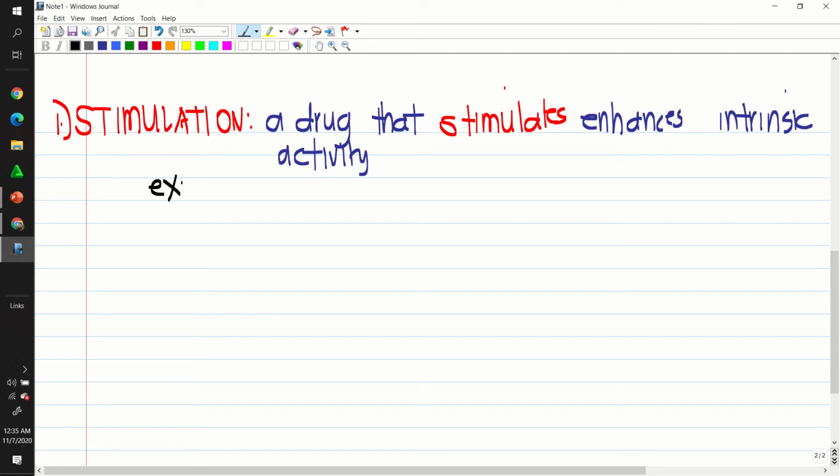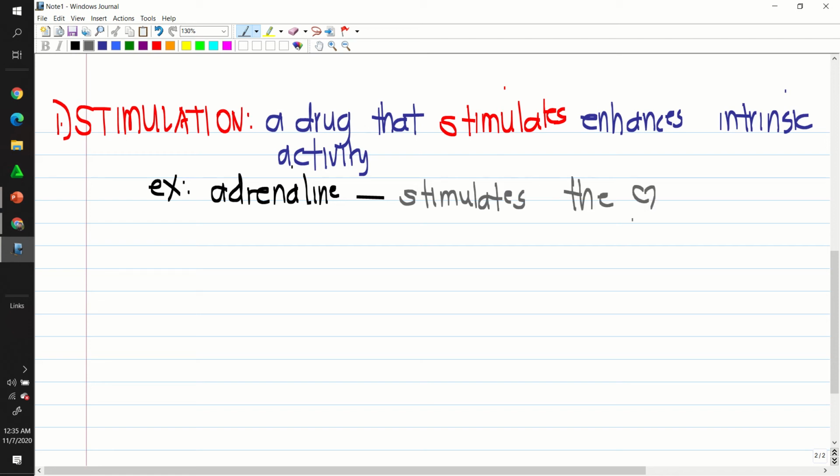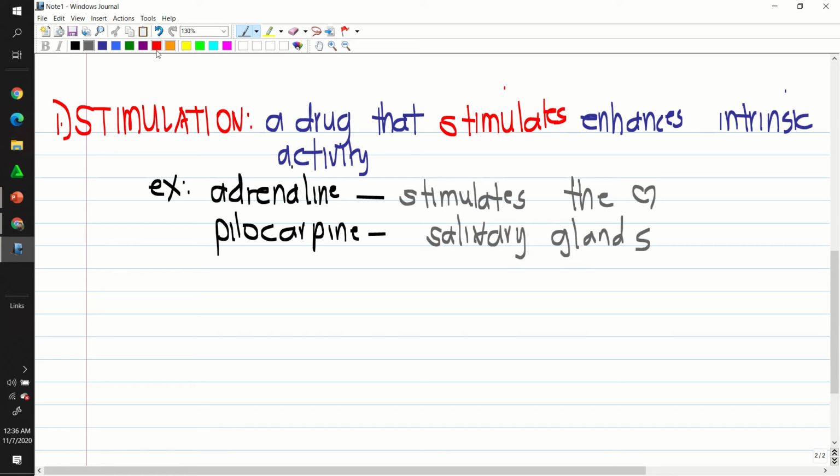Let me give you an example, class. For stimulation, we have adrenaline or epinephrine. Obviously, adrenaline or epinephrine stimulates the heart. That's your stimulation. Pilocarpine stimulates your salivary gland. That is a good example. Pilocarpine stimulates what gland? Your salivary gland. As simple as that. That's your concept of stimulation.